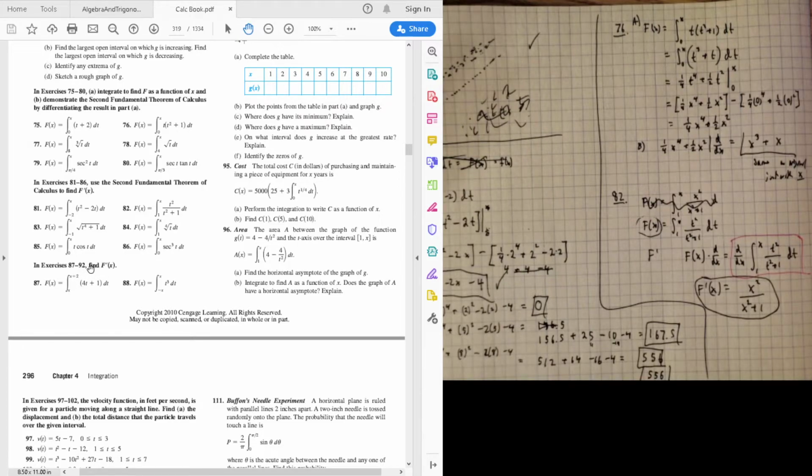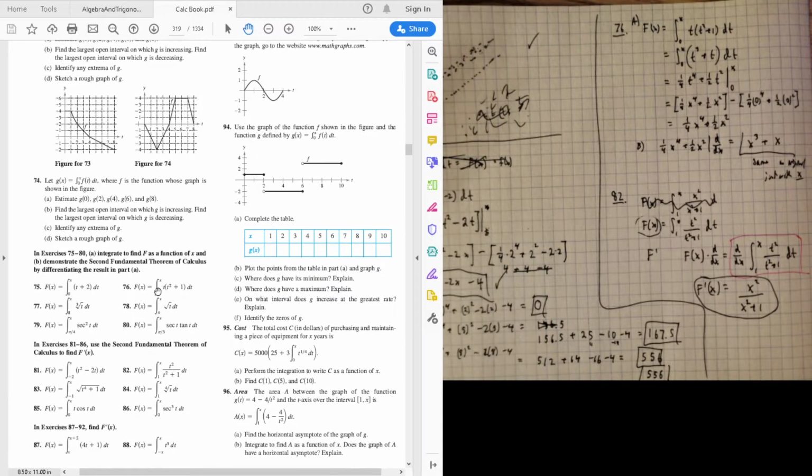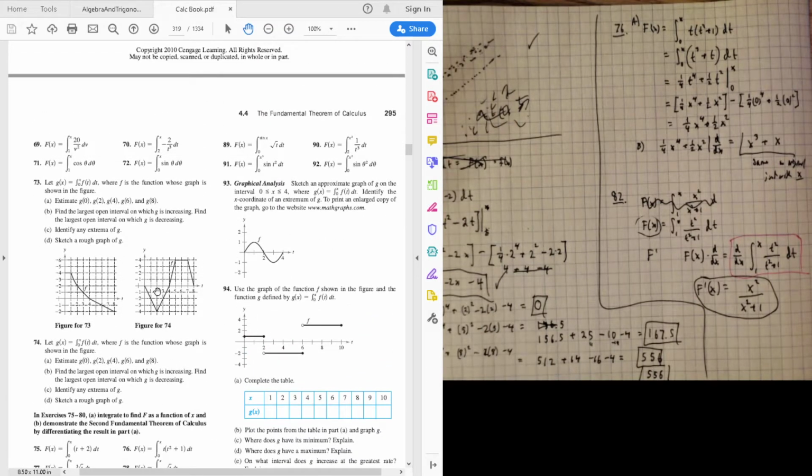Exercises 87 through 92. You notice it's the exact same thing. They just didn't tell you to use the second fundamental theorem. I suggest you do. You can also use some properties to help fix this. If you don't know how to use the second fundamental theorem, then I suggest you just do the integral and then afterwards take the derivative. There are properties that can help fix some of them if you're willing to use them. If you are not, just go through the steps.